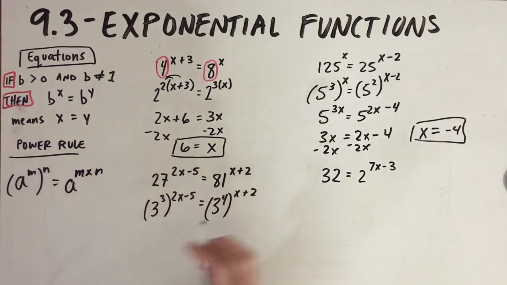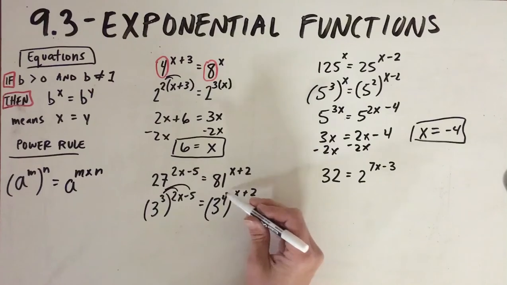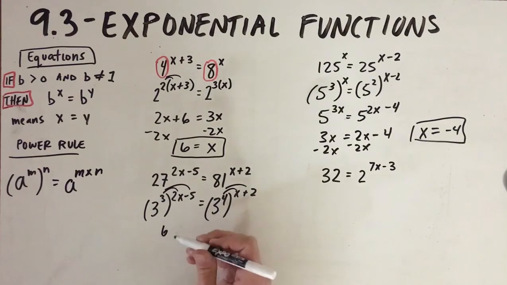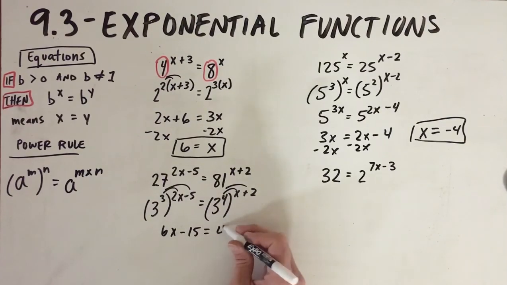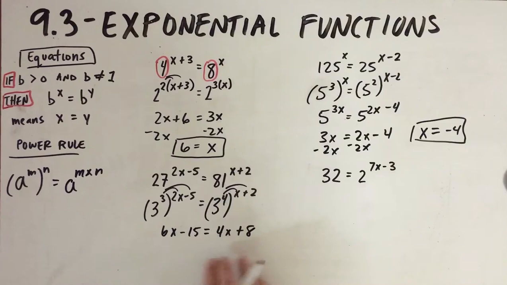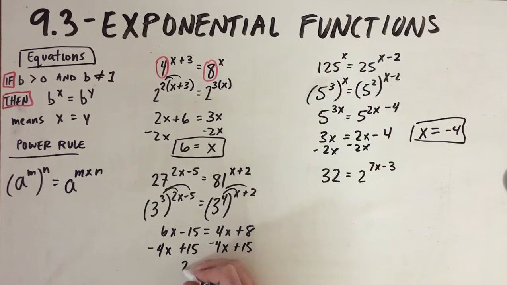Again, the relationship of these exponents is multiplication, so I am going to distribute here. So we will get that 6x minus 15 is going to be equal to 4x plus 8. Again, when the bases are the same, I can just drop the bases and compare these exponents. So I'm going to subtract the 4x from this side and add the 15. So we end up getting that 2x is equal to 23, divided by 2, and our solution here is x is equal to 23 halves.